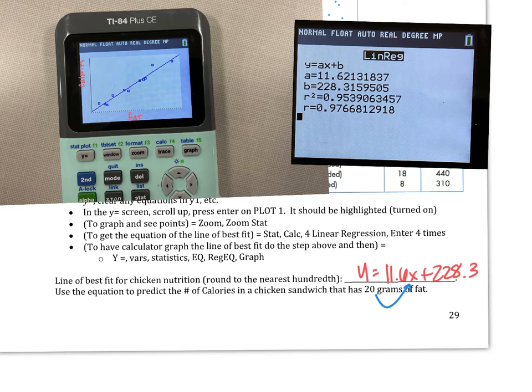And you could do that two different ways, you guys. You could do that on your graph, or we could just go to the home screen and type in 11.6 times 20. Now, is this gonna be as accurate? 11.6 times 20 plus my y-intercept of 228.3. This is not gonna be completely accurate because I'm missing all these decimals over here, aren't I? Yes. But that is all right, we're estimating. Okay, I got about 460 calories. Is that what you guys got? Yeah. So we could say about 460 calories.